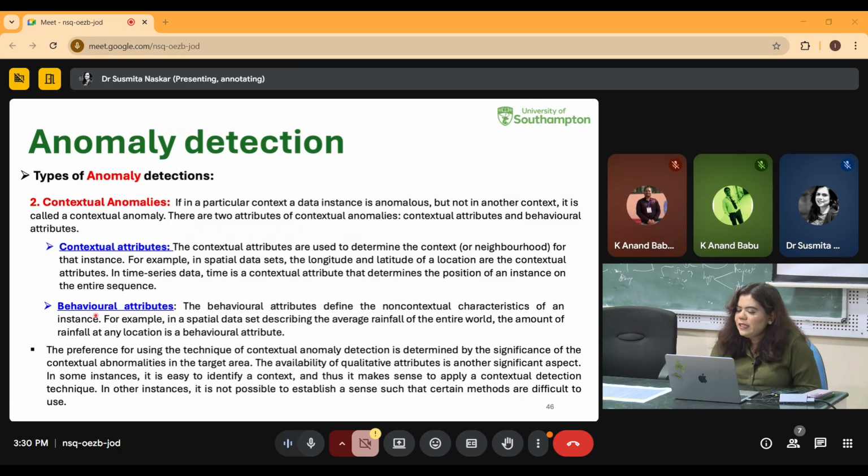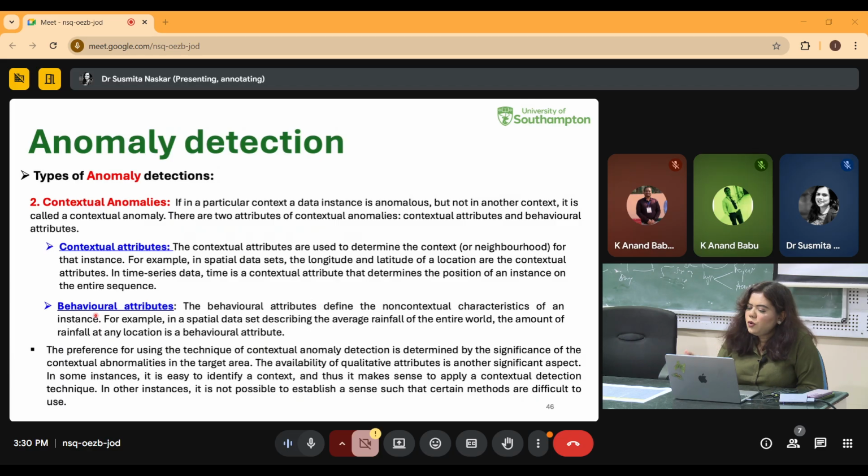Behavioral attributes describe the non-contextual characteristics of the data point. That means, using the same spatial example, average rainfall at a location is a behavioral attribute, because it's what you are actually measuring, right? When detecting contextual anomalies, we focus on whether our data behaves as usual in its given context. When we are talking about the rainfall of a certain place, what is the situation of the particular city or country we are talking about?